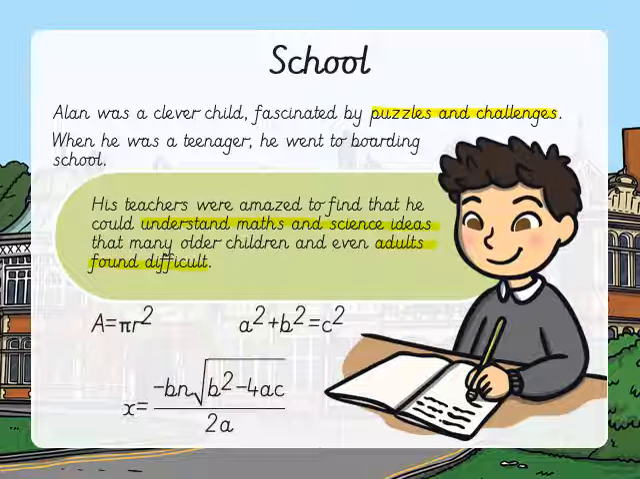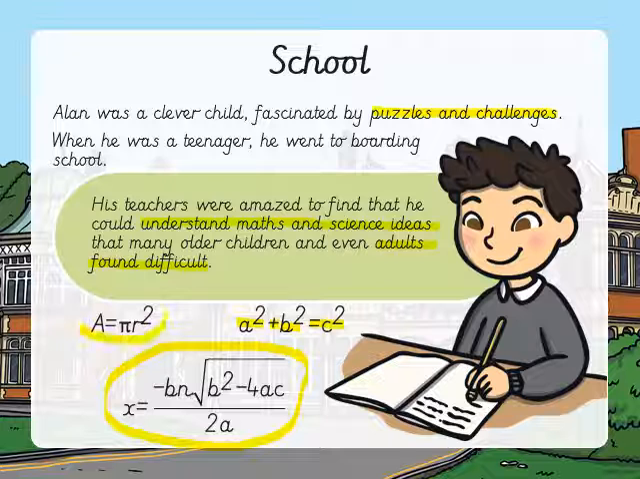Things like this: a squared plus b squared equals c squared. And things like this, which, to be honest, I'm not even sure how to read: A equals pi r squared. So things like that.